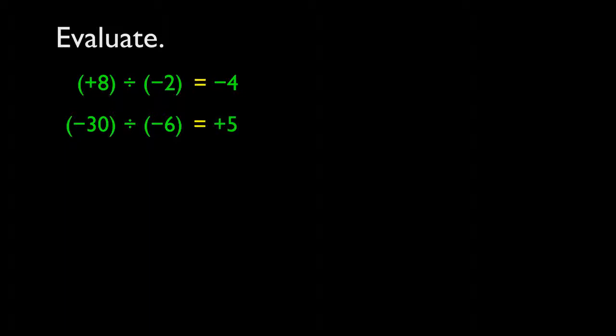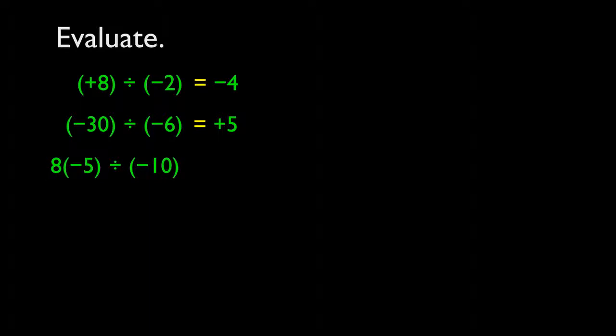So we'll evaluate positive 8 divided by negative 2. Well, right off the bat, I see that a positive divided by a negative, because the signs are opposite, will result in a negative. All I have to figure out is the 8 divided by 2. My answer is negative 4. Negative 30 divided by negative 6. Now that I'm dividing two numbers with the same sign, my answer has to be positive. 30 divided by 6 is 5. So my answer is positive 5.